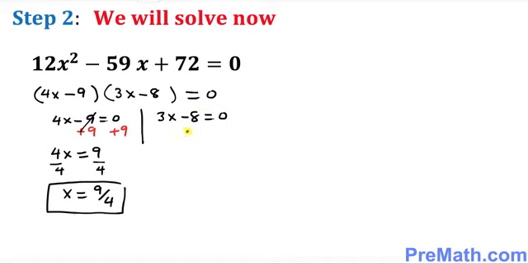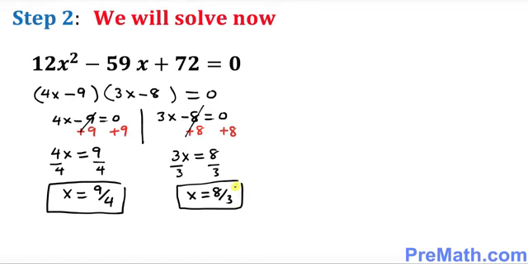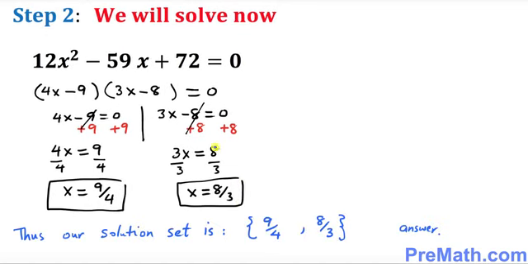Likewise, we're going to add 8 this time to get rid of the 8. So the negative 8 and positive 8 cancel out. We got 3x equals 8. I want you to divide both sides by 3. So x turns out to be 8 over 3. Thus our solution set turns out to be 9 over 4 and 8 over 3.